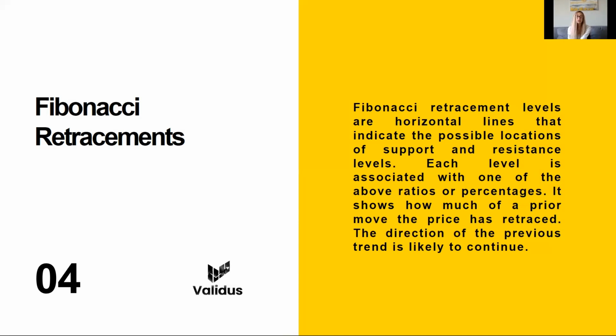Fibonacci retracement levels are horizontal lines that indicate the possible locations of support and resistance levels. Each level is associated with one of the above ratios or percentages. Each shows how much of a prior move the price has retraced. The direction of the previous trend is likely to continue. However, the price of the asset usually retraces to one of the ratios listed above before that happens.